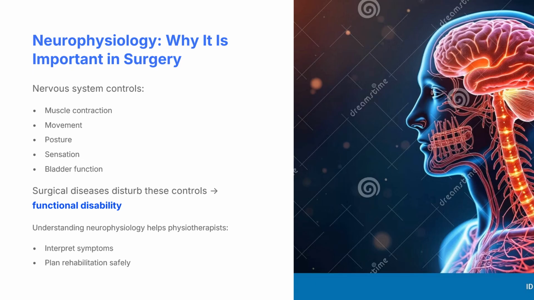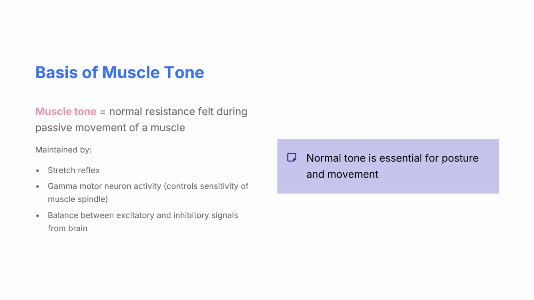If a patient has weakness with increased tone, what do you think? The lesion may be an upper motor neuron or a lower motor neuron. So that is what we need to understand, right? So let's go to the next slide.